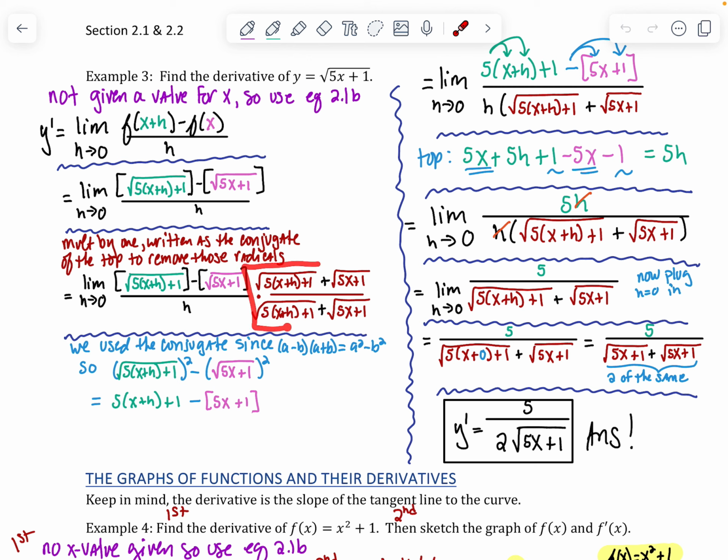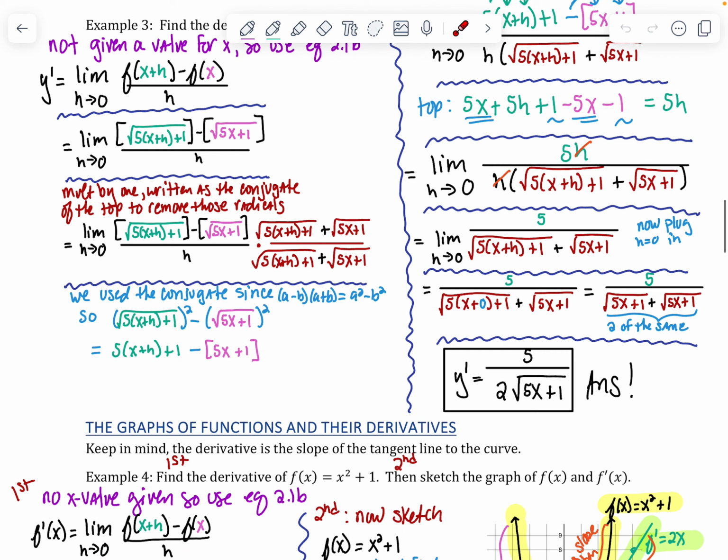So right here, this term that I'm multiplying by, the top and the bottom are the same, but you'll notice we have a binomial of radicals with a subtraction. So the conjugate is the addition of those binomial radicals. And of course, the top and the bottom have to be the same.